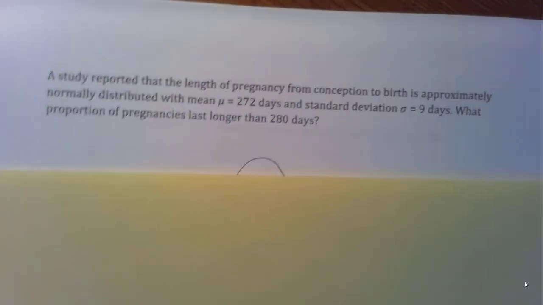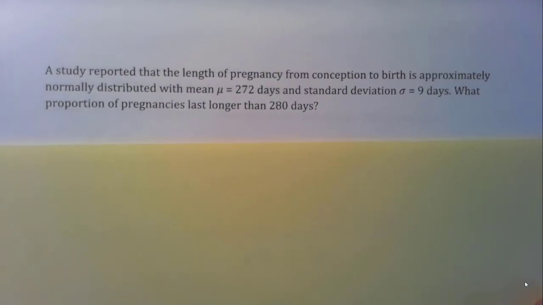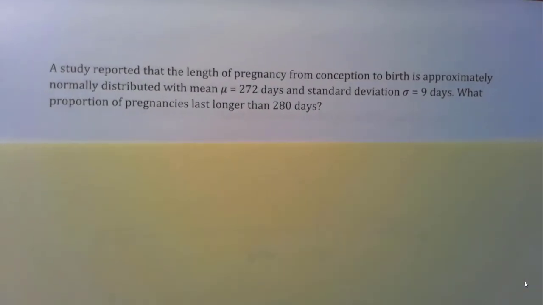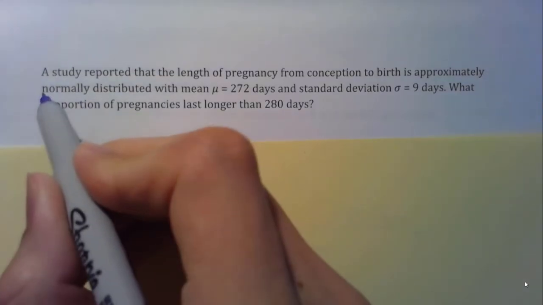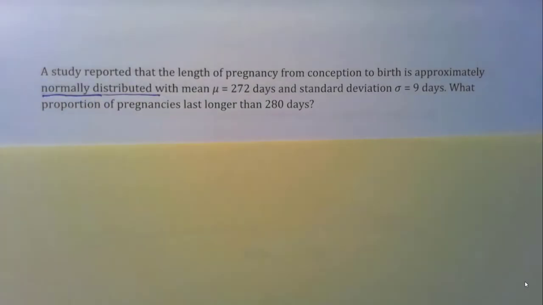Okay, let's go over the first example. A study reported that the length of pregnancy from conception to birth is approximately normally distributed with a mean of 272 days and a standard deviation of 9 days. What proportion of pregnancies last longer than 280 days? In this case, remember that we are given normally distributed data, so we can apply the formula from the normal distribution.